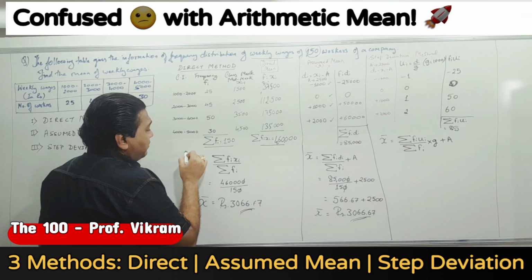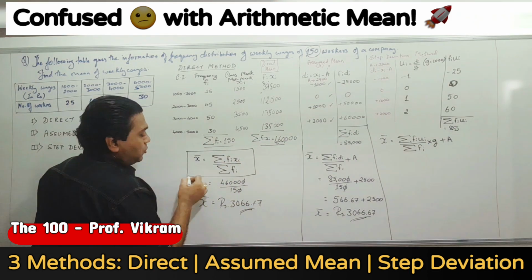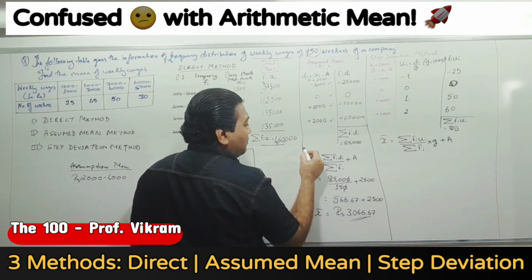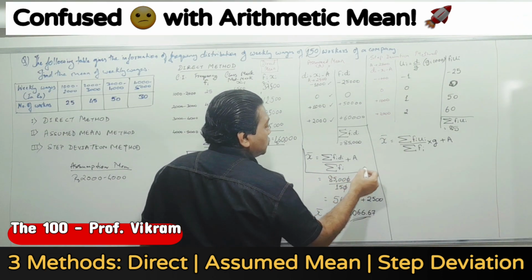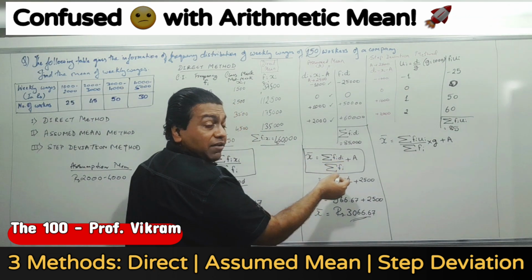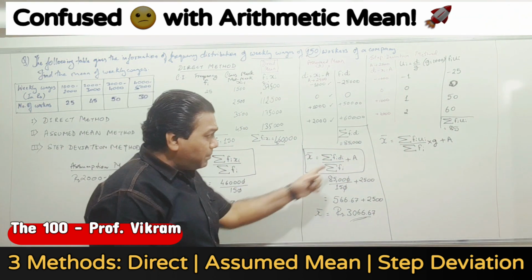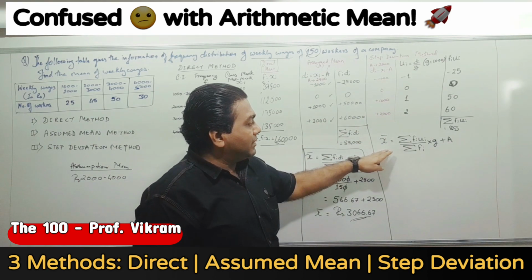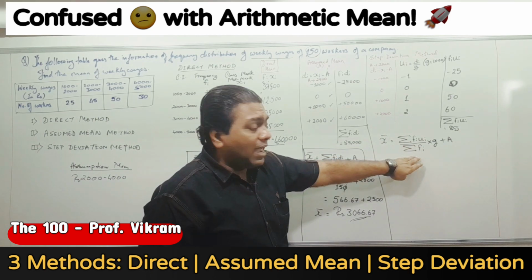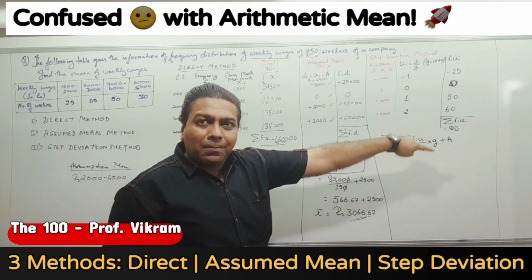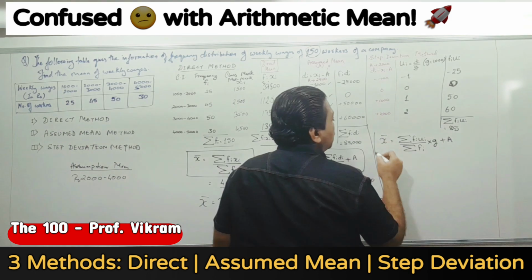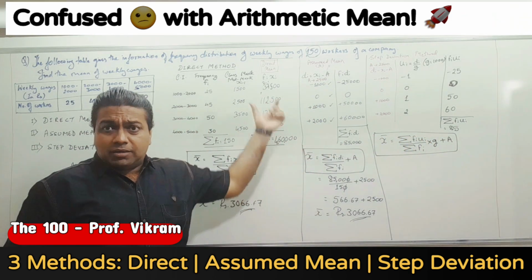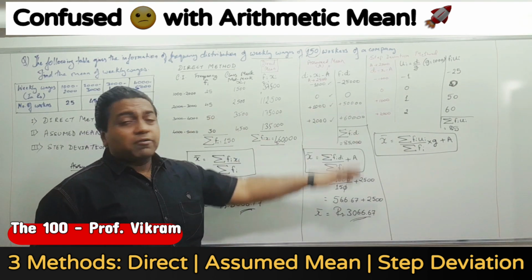If you look at direct mean method, x is equal to summation of fixi upon fi. In assumed mean method, x is equal to fidi upon fi plus A. Plus A is additional and fidi comes in over here. And in step deviation method, it is summation of fiui upon fi into G plus A. So that will give you the arithmetic mean of the given sum with the help of step deviation method.